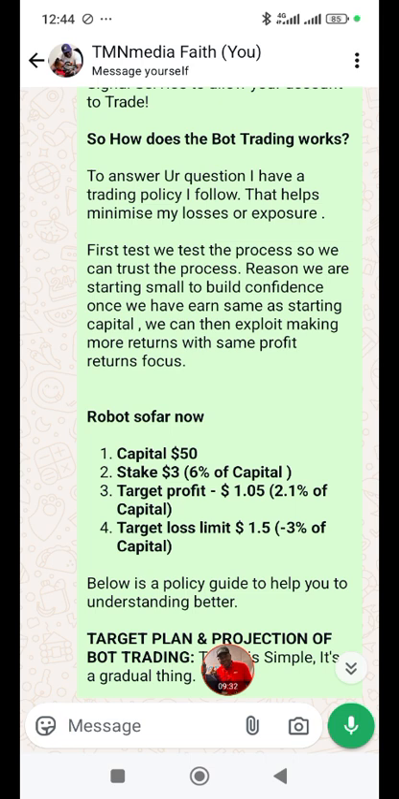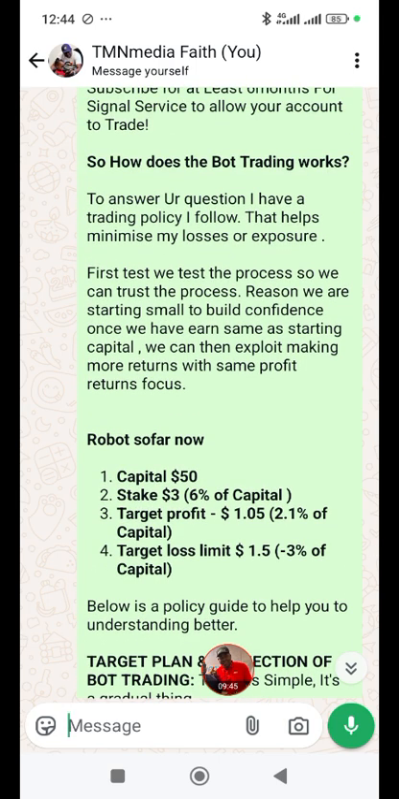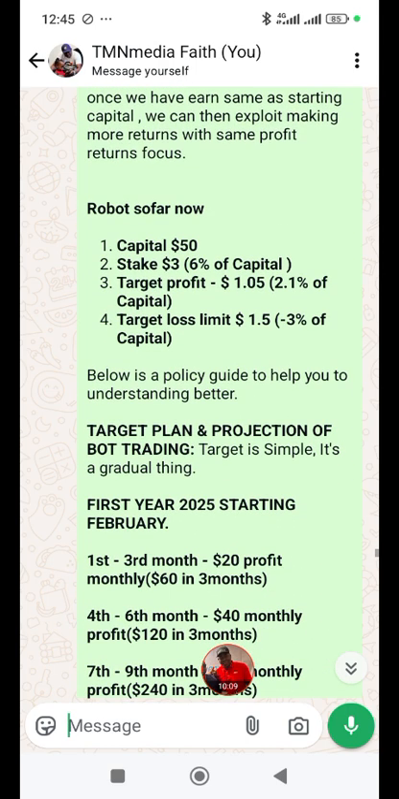Now, in less than 20 days, 15 days, the robot is supposed to trade for like 15 days. In 20 days, we should hit our target. Once we hit our target, the robot stops. So, what is the limit? What are we looking at as the highest to risk? This is what we are risking on a daily basis, the target loss limit. That's what we are risking from your $50. So it's like using 3% to make 2.1%. So we are not risking much.